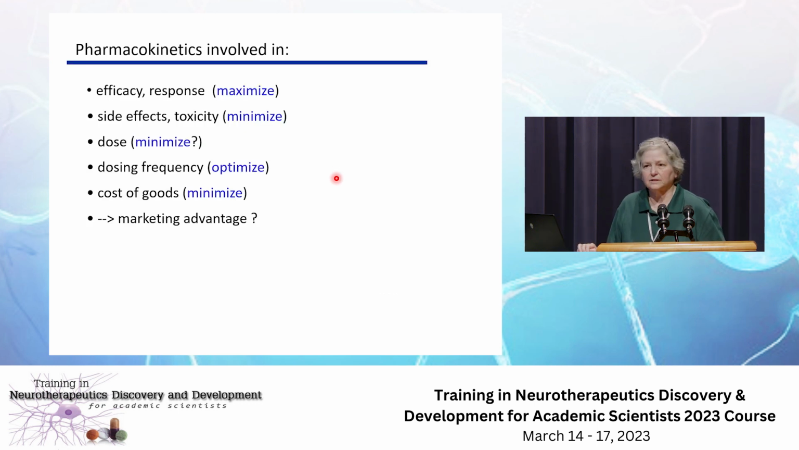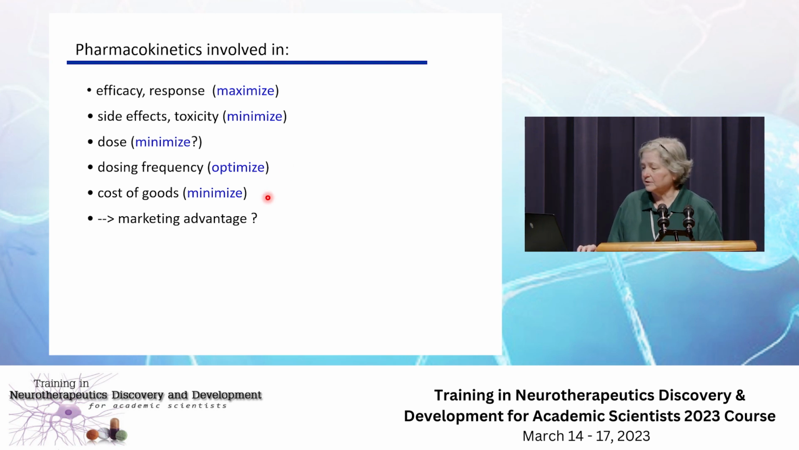So pharmacokinetics is involved in a lot of different things. Obviously, the thing that you think about first is efficacy and the response to the efficacy. But we also have to think about the side effects and the toxicity. That's also going to be defined by the pharmacokinetics. The dose, the amount of compound that you need to get the desired pharmacological response. How often do you have to dose? Ideally, you'd like to dose once a day, but maybe your compound is cleared too rapidly and you have to dose 2 or 3 times a day.